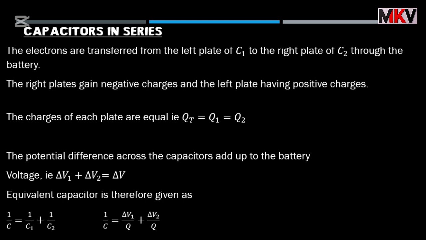Now the equivalent capacitance, or the total capacitance, is given by 1 over C equals 1 over C1 plus 1 over C2. So with this, we find the inverse of each capacitance, then we sum them up. So using the equation of capacitance, we have change in V1 over Q plus change in V2 over Q, since it is inversed. So this is how we find the capacitance in series.